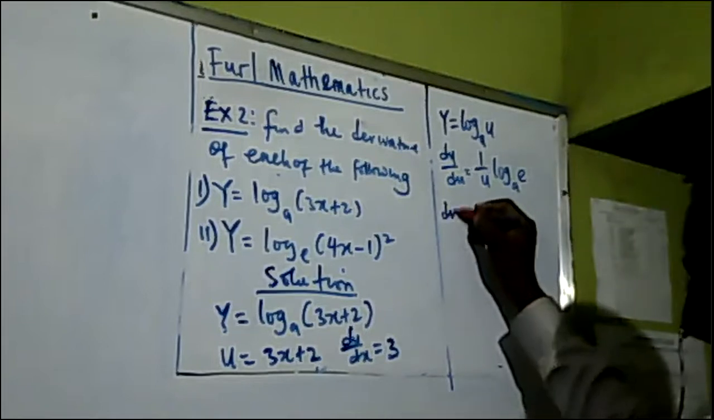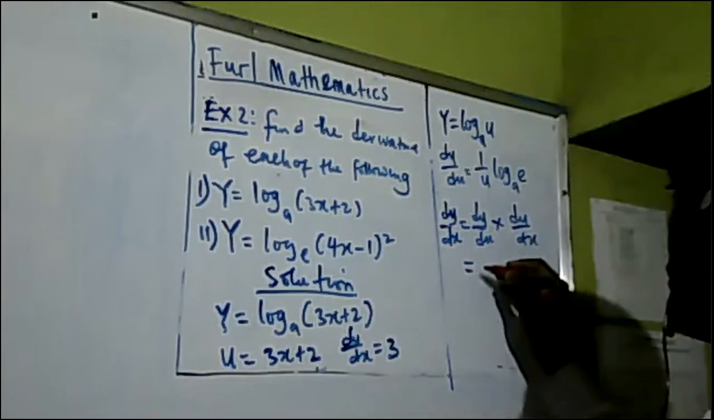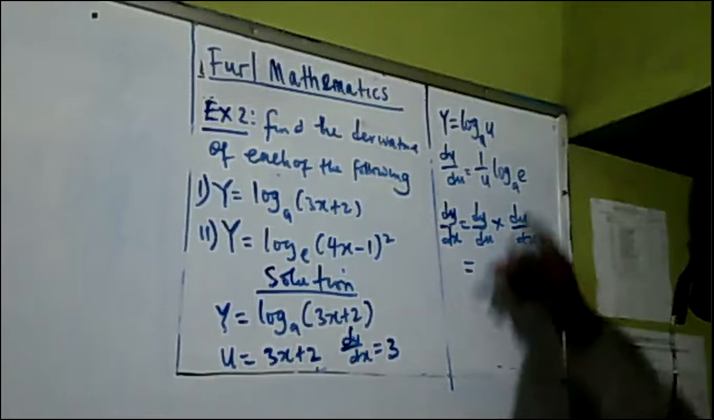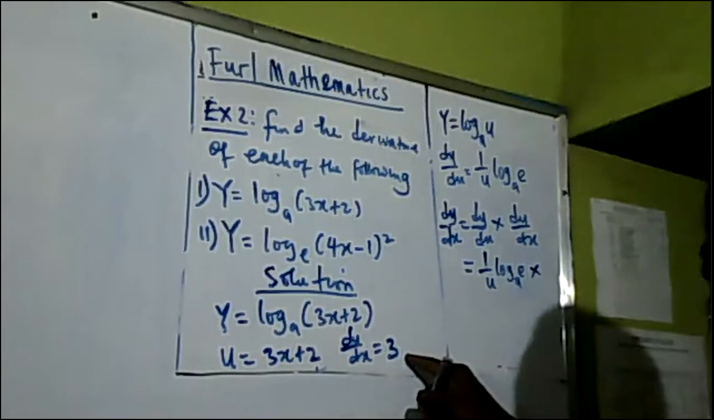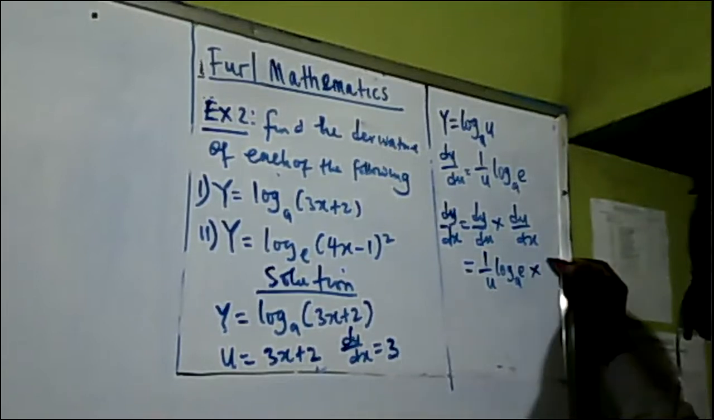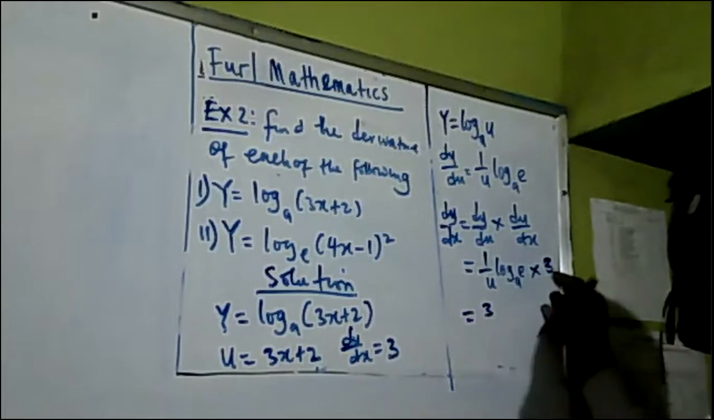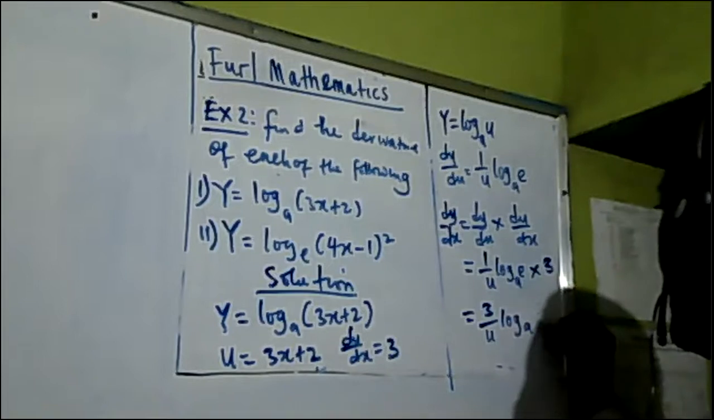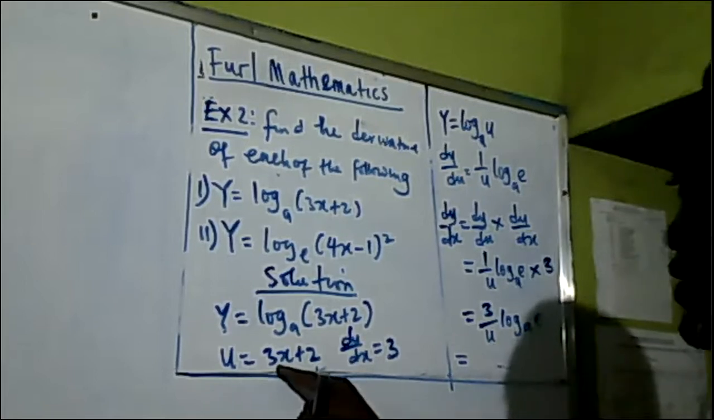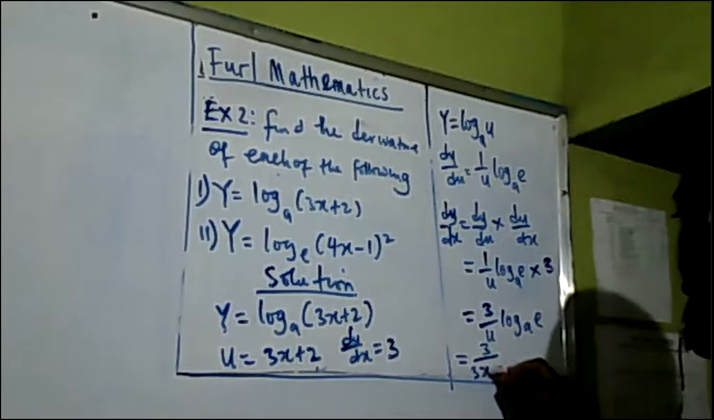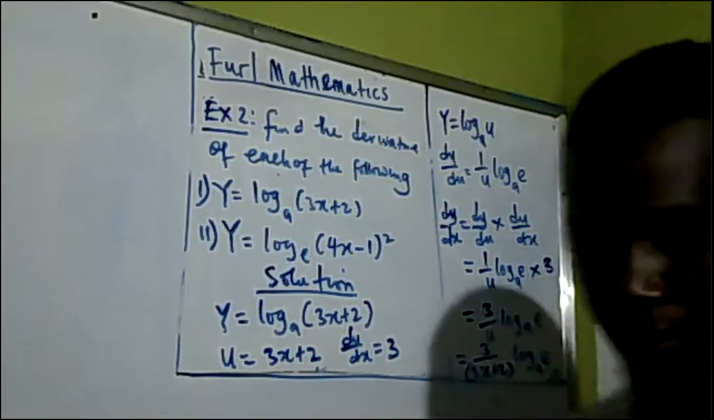Our dy over dx now will give us dy over du times du over dx. So what is my dy over du? That is 1 over u log a e, times du over dx, which is 3. So this times this will give us 3 over u log a e. The only thing you just need to do now is fix the value of u. What is u? 3x plus 2. So that will be 3 over 3x plus 2 times log a e. So that is your answer.